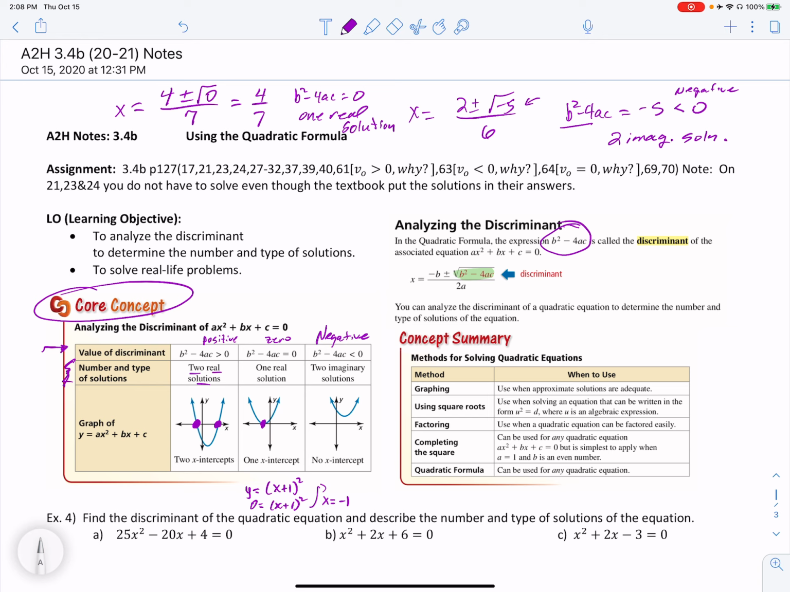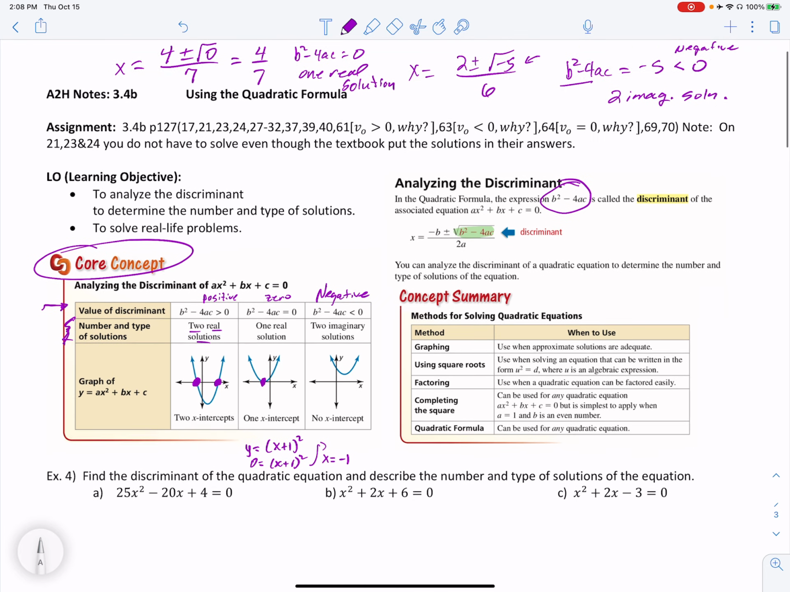And graphically, that parabola does not touch the x-axis ever. So either it is above the x-axis and opening up with no chance of hitting the x-axis, or it's below the x-axis and opening down with no chance of crossing the x-axis. So the value of the discriminant gives me an idea of the number and type of solutions I should expect.